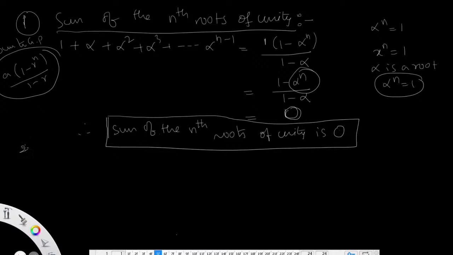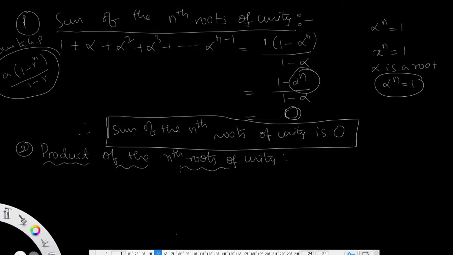Similarly, the second property, another property: the product of the nth roots of unity. The product means 1 into all the roots: 1, alpha, alpha square, alpha cube, going up to the last term, alpha to the power of n minus 1.